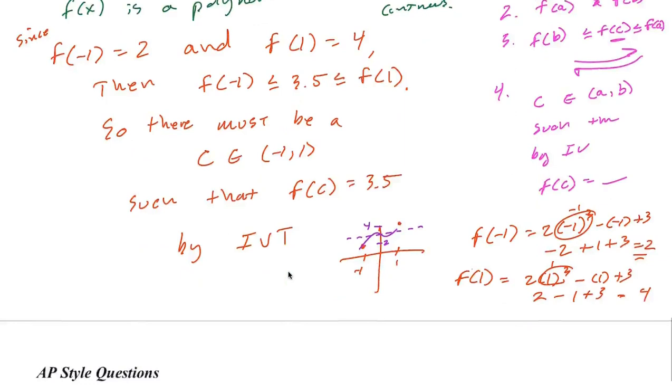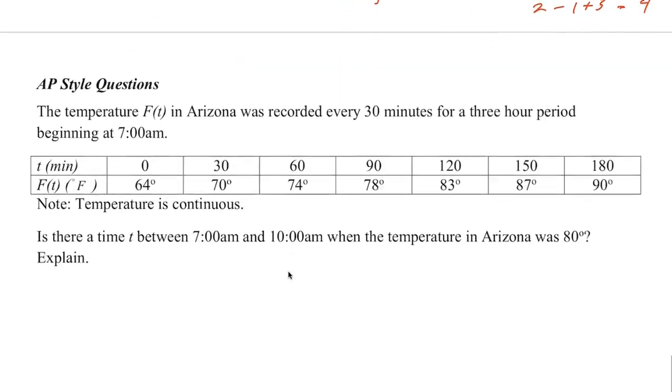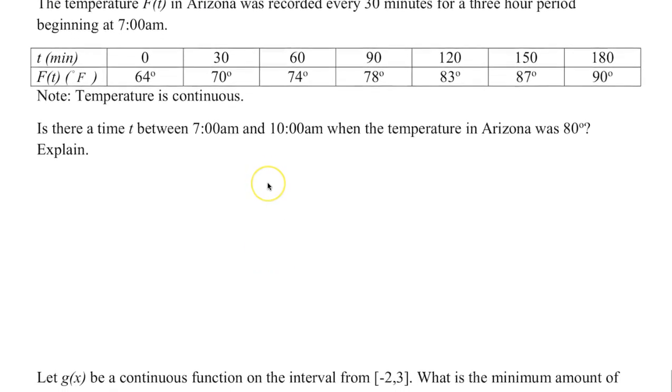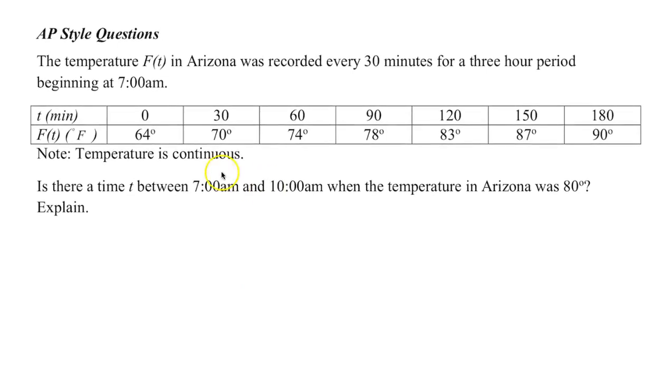Let's do a couple more IVT questions, this time in AP style. So this is the first one here. Temperature F of t in Arizona was recorded every 30 minutes for a 3-hour period, beginning at 7 a.m. So all they're saying here is, see how it says minutes? This is 7 a.m., and then you add 30 minutes, so 7:30. 8 a.m., another 30 minutes, so 8:30. Another 30 minutes, 9, 9:30, and then 10. So that's all they're saying. That's what those values mean.